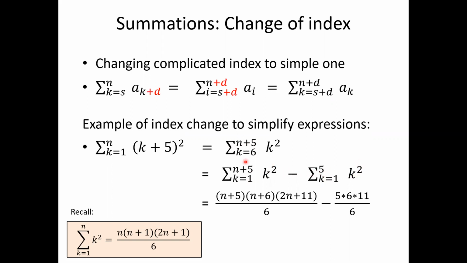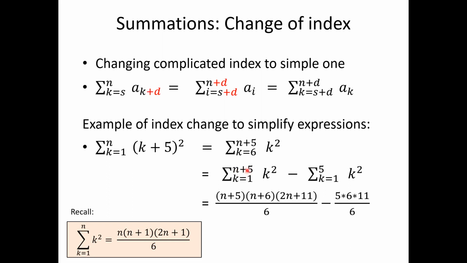Why? Because I have a closed formula for this. The closed formula is that if I'm ending at n, it is n times n plus 1 times 2n plus 1, over 6. Okay, forget this closed formula. It's a few slides down. Oh, okay, here it is. Sorry, 2n plus 1.